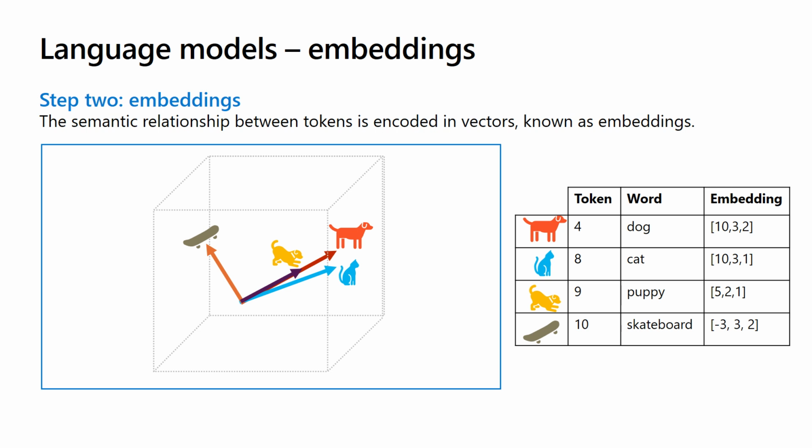Step 2 is creating embeddings. Semantic relationships between tokens are encoded as vectors. For example, dog, cat, and puppy have similar vector orientations, while skateboard is different. These embeddings help the model understand meaning and context.